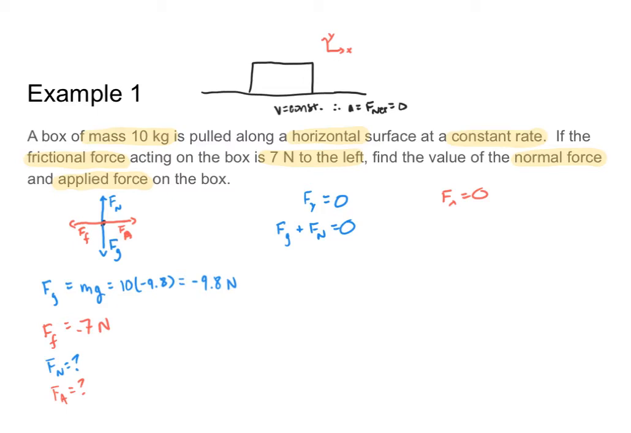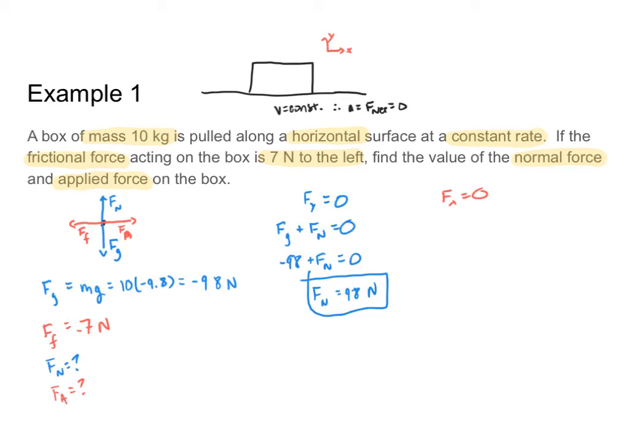I know that my gravitational force is negative 98 newtons, and you can see here I miswrote it. I got so used to writing my 9.8 that I forgot to get rid of it. So negative 98 plus my normal force is going to equal 0, telling me that my normal force is 98 newtons. And there you go, I have solved for my normal force.